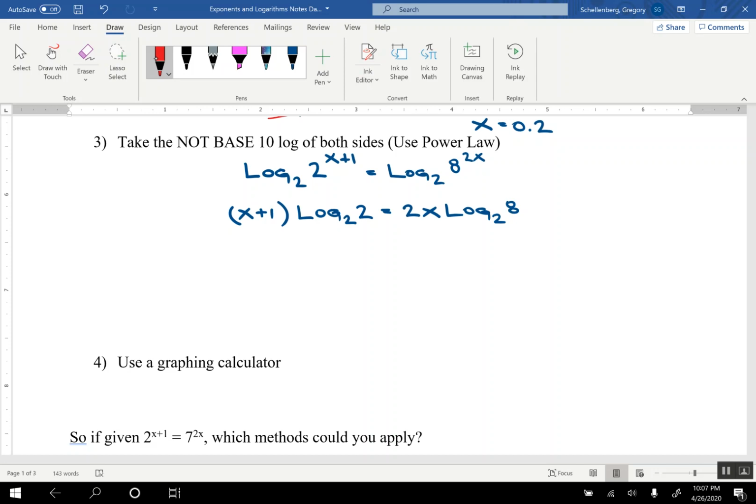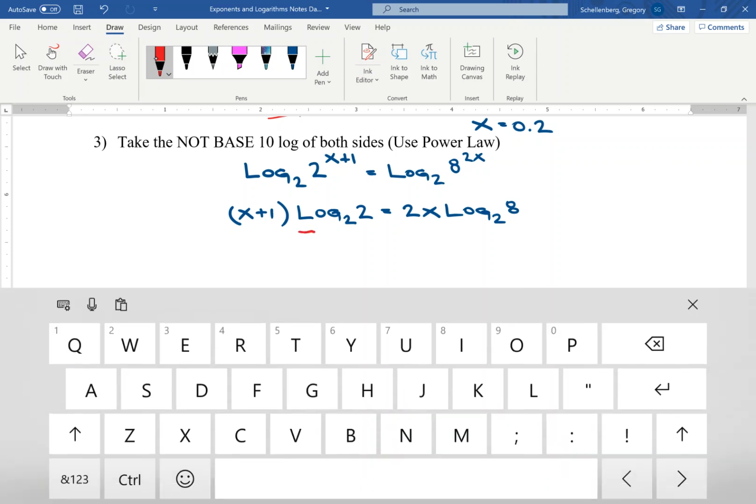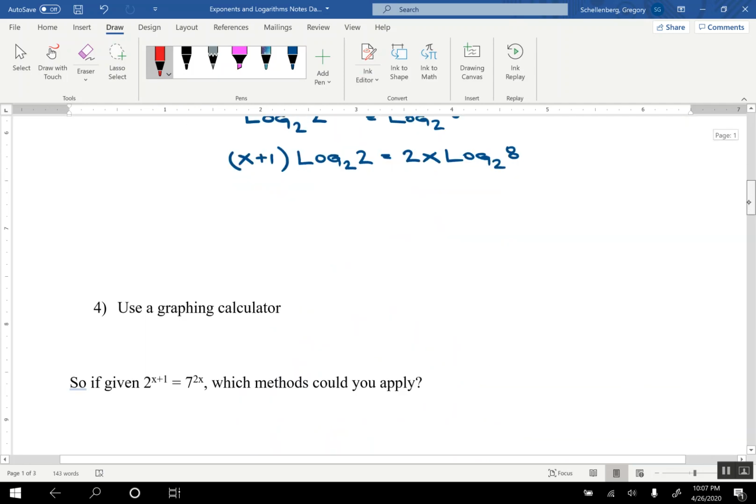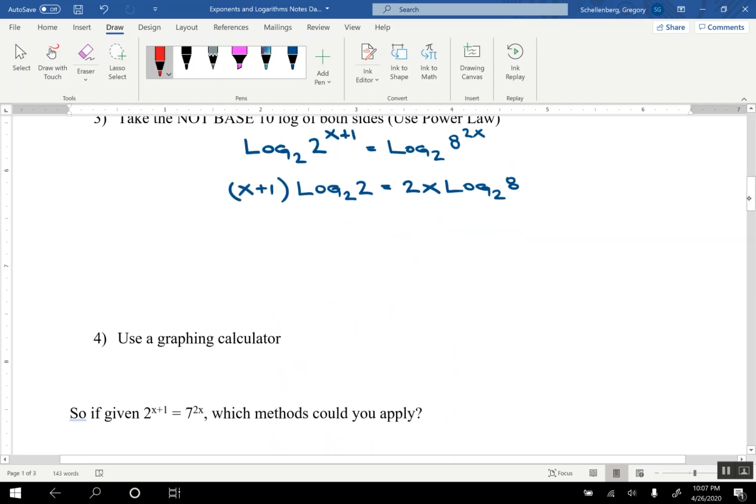Okay, so let's think about a logarithm. A log is our base raised to some power gives us our argument. So if we look at this first one here, this is log base 2 of 2. So the base is 2 raised to what power is 2? 1. So log base 2 of 2 is 1. And then log base 2 of 8, 2 raised to what power gives us 8? That is 3. So this goes to 3.